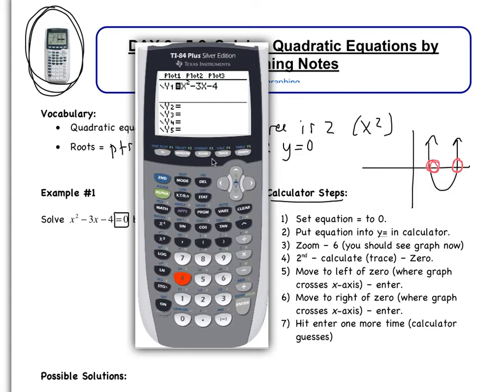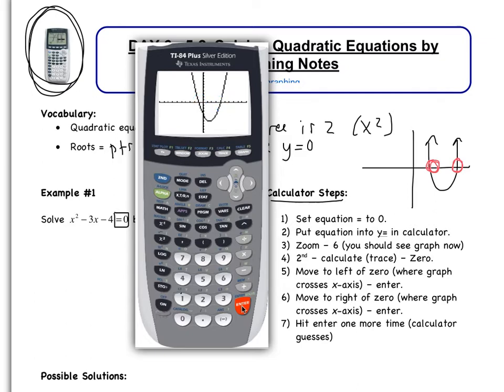If you ever get lost during the video, you will notice that these red buttons are the buttons that I'm pushing. So just follow the red buttons that I'm pushing, and you can always rewind at any time if you need to. Okay, step number 2, hit zoom 6, and that's just the standard window. And this is the graph that you should get. Now remember that we're looking for the roots, or the solutions, or the zeros. This graph happens to have 2. We're going to look for this point here and this point here. So we should have 2 roots or 2 solutions.